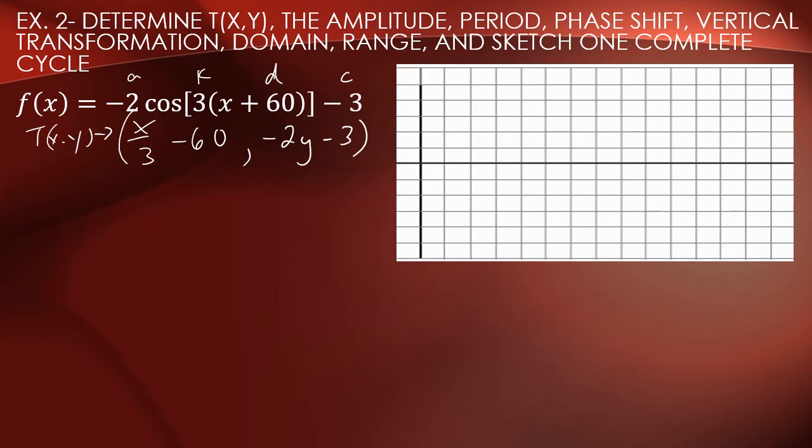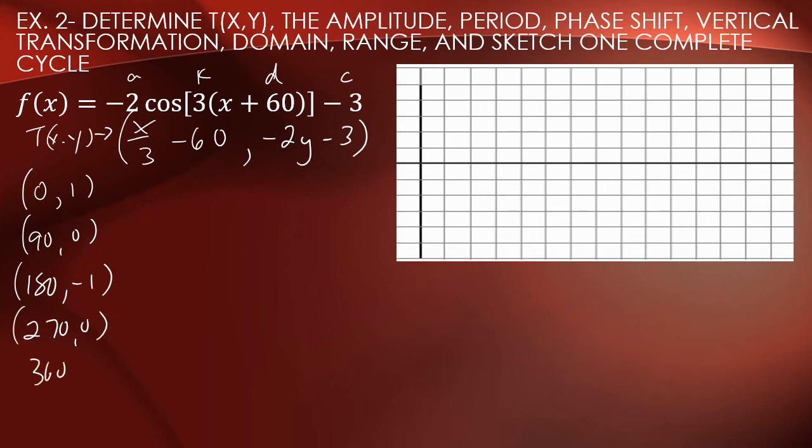Your cos parent points. Take a look at those from the end of your first lesson. 0, 1, 90, 0, 180, negative 1, 270 and 0, 360 and 1.